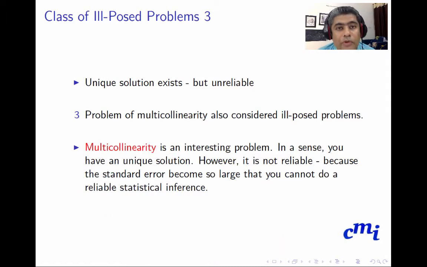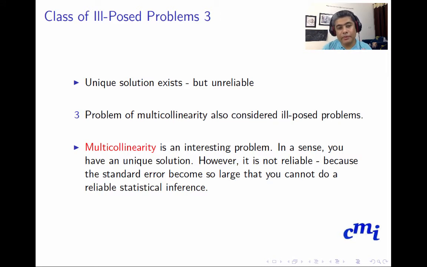The third class of ill-posed problems is one where a unique solution exists but is unreliable, and the problem of multicollinearity is also considered an ill-posed problem. This is the third type of ill-posed problem that we are talking about. Multicollinearity is interesting in the sense that you have a unique solution. However, it is not reliable because the standard error becomes so large that you cannot do reliable statistical inference.